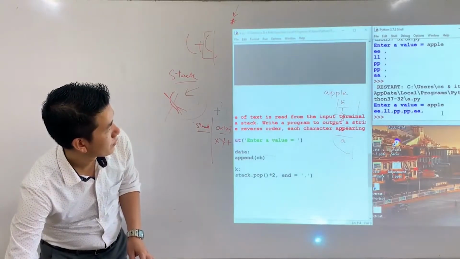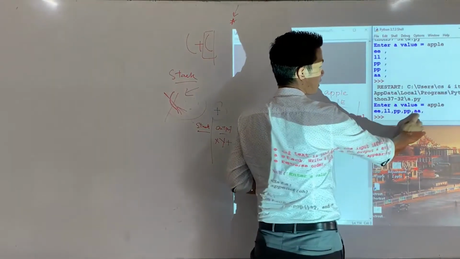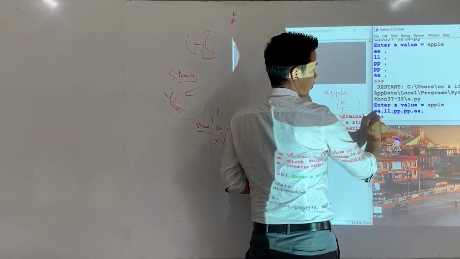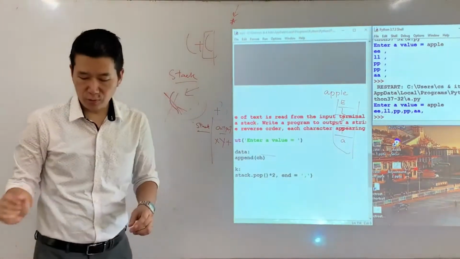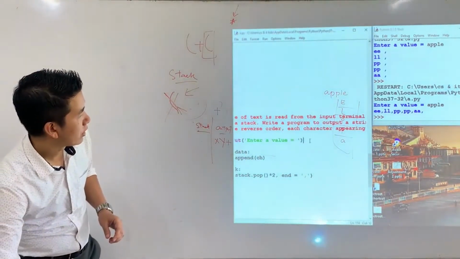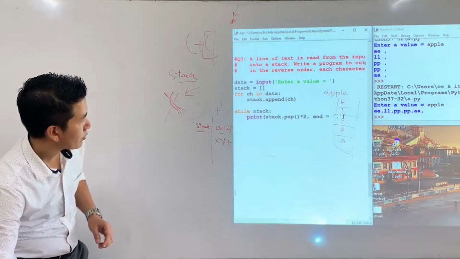Okay, so look at this. This is the correct answer. The apple is printed in a reverse manner, but when each element comes out, they appear twice. So this is how you write the program for this particular question. The program is pretty simple.